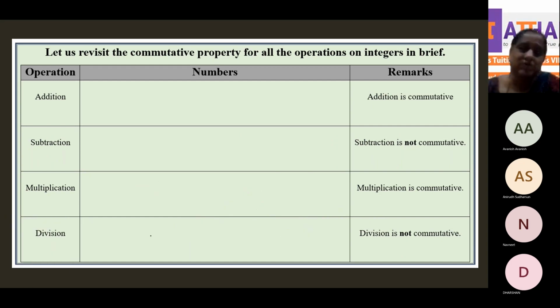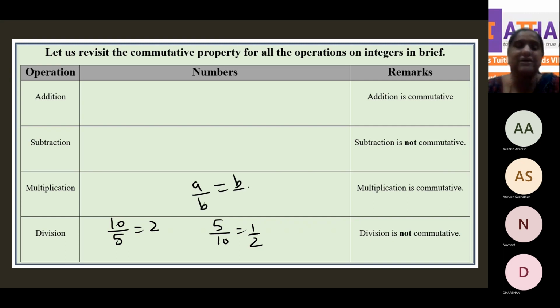Division is not commutative again, because you should get the same answer. Like when you do 10 by 5, what do you get? You get 2. But when you do 5 by 10, you get 1 by 2. That is, A by B should be the same as B by A.